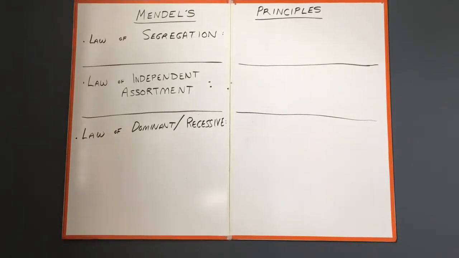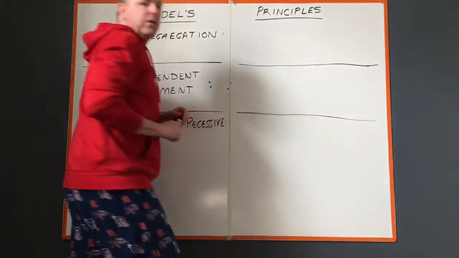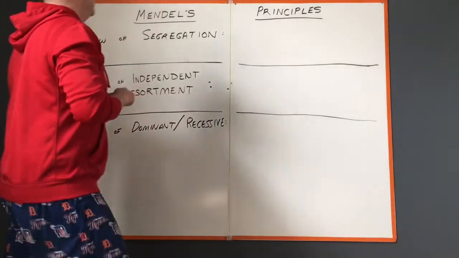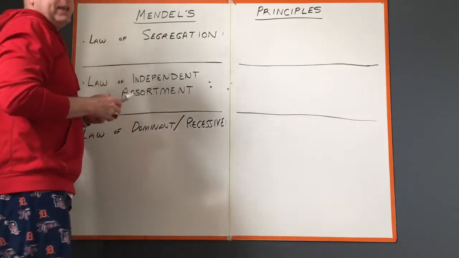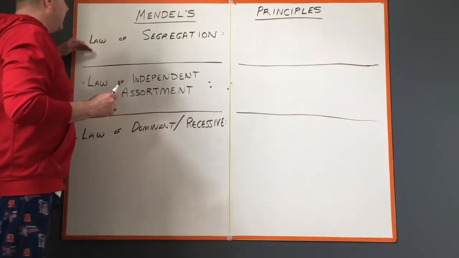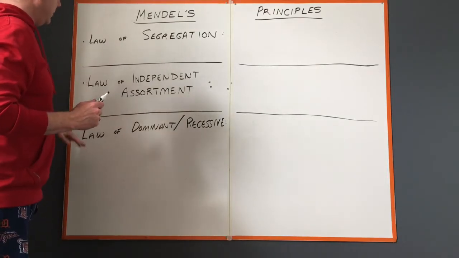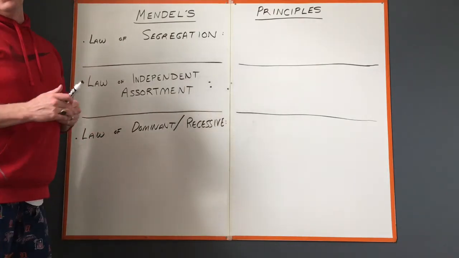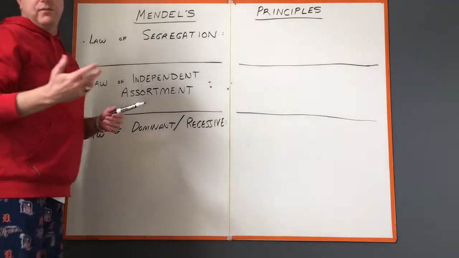Alrighty, on now to Mendel's Principles. There are three primary principles I'm going to teach you about right now, okay? They're on your packet. They are the law of segregation, the law of independent assortment, and the law of dominant and recessiveness. So let's talk about the law of segregation first.